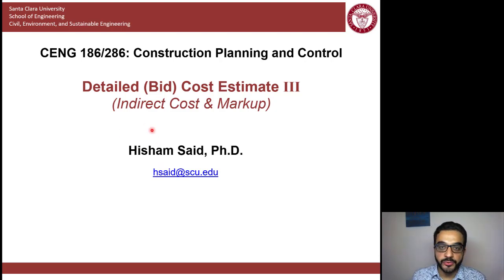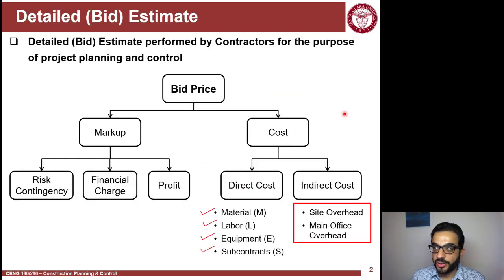This is the last part of this long series on cost estimating in construction. So we'll cover in this video indirect cost and markup. And going back to this map of how bid price is estimated: bid price is equal to cost plus markup. Cost is equal to direct cost plus indirect cost. In previous videos we covered the different components of direct cost if you're doing a detailed estimate: material, labor, equipment, and subs. In this video we'll start with learning about indirect cost and then move to the markup.